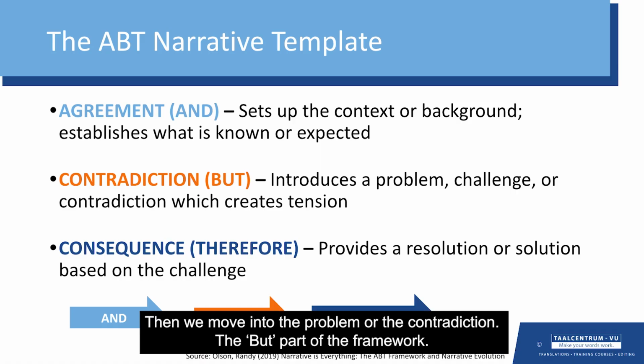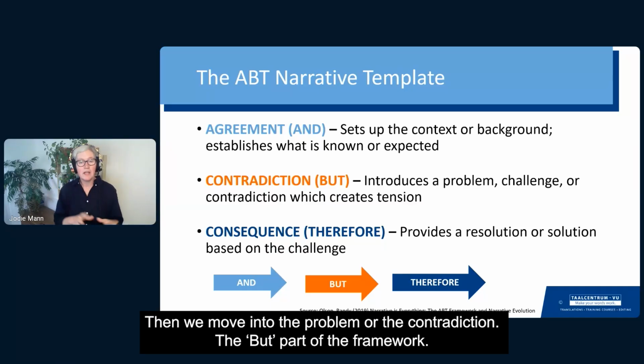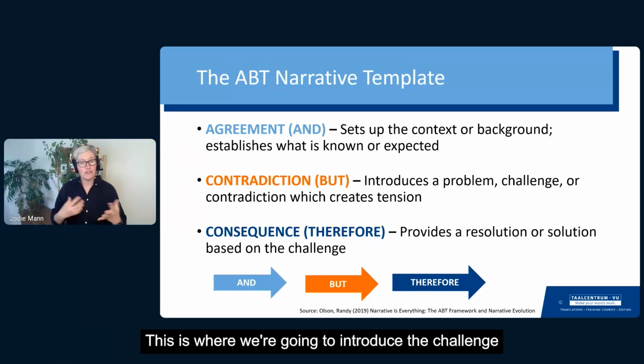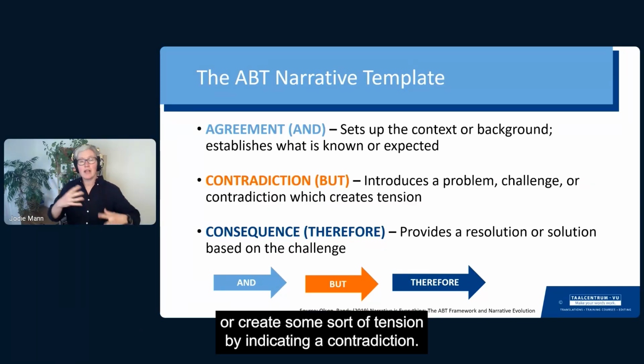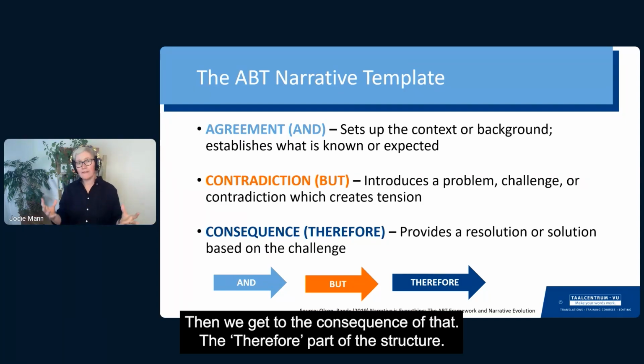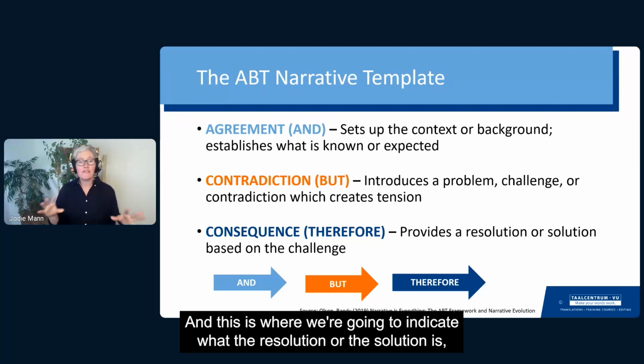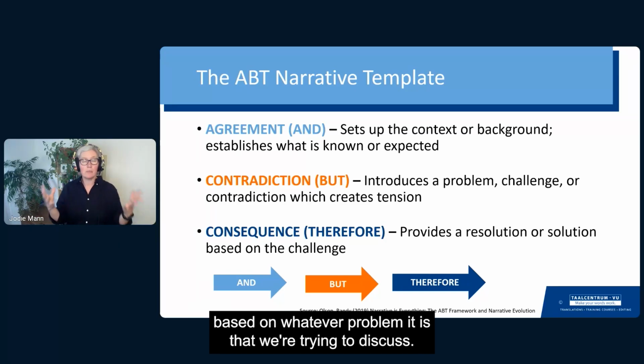Then we move into the problem or the contradiction, the but part of the framework. This is where we're going to introduce the challenge or create some sort of tension by indicating a contradiction. Then we get to the consequence or the therefore part of the structure. And this is where we're going to indicate what the resolution or the solution is based on whatever problem it is that we're trying to discuss.